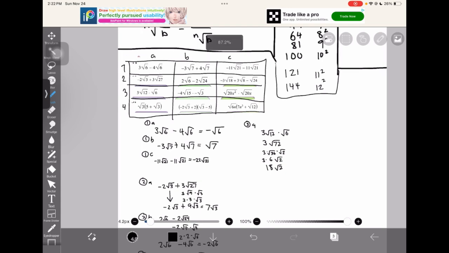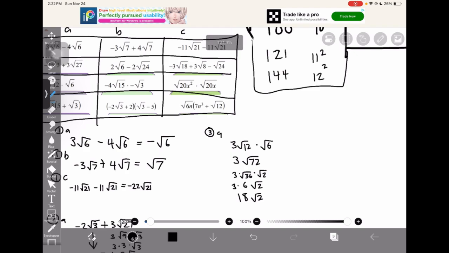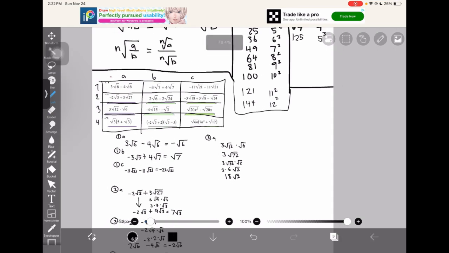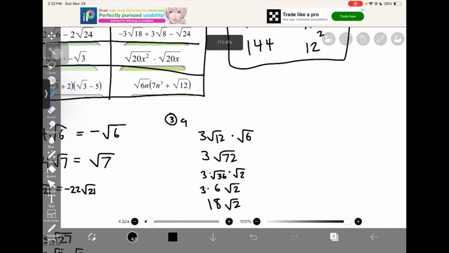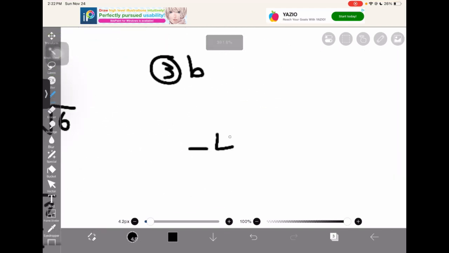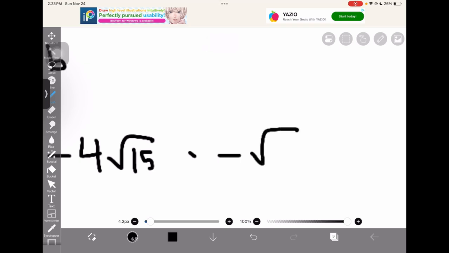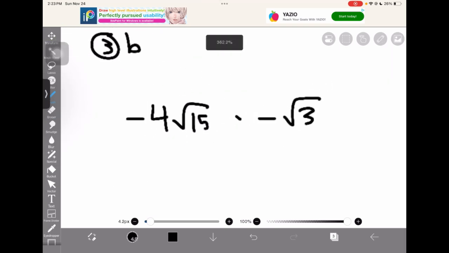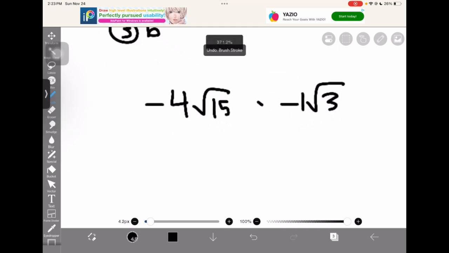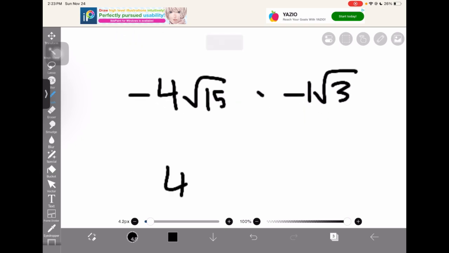How about for 3b? Hold on. Okay. So next is going to be 3b. It's going to be negative 4 square root of 15 times negative square root of 3. Okay, so first I'm going to add this one here, negative 1, just an imaginary placeholder. So negative 4 times negative 1 is equal to 4.